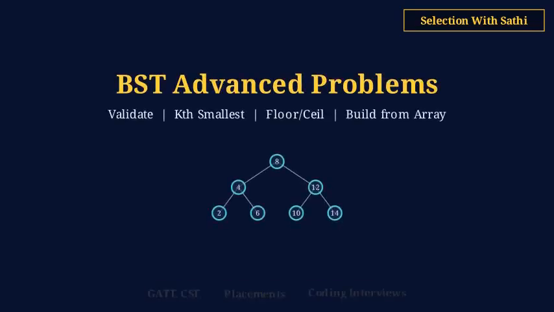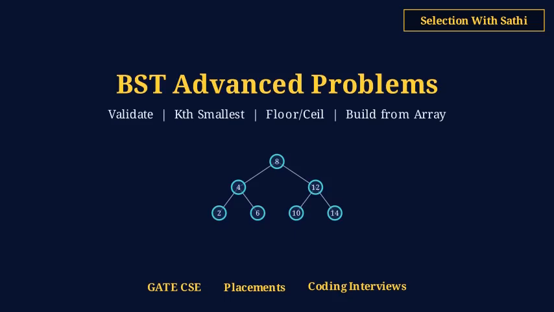Today we cover advanced BST operations that go beyond basic insert, search, and delete. We will learn how to validate a BST correctly, find the Kth smallest element, compute floor and Ceil, convert a sorted array to a balanced BST, and find Inorder Predecessor and Successor. These are high-frequency questions in GATE CSE and coding interviews.